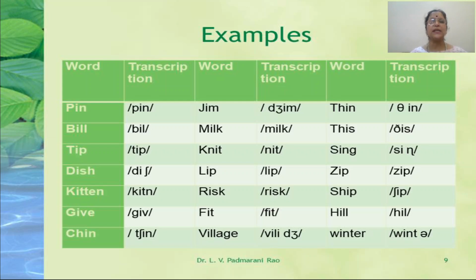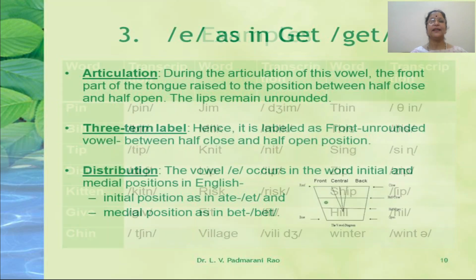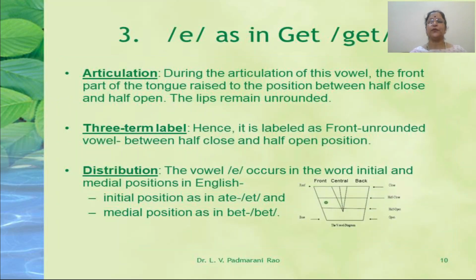W-I-N-T-E-R, winter. Practice it again and pronounce it. The third sound that we have in the front vowels is e. Letter-wise it is called as E, but sound-wise it is called as e, as in G-E-T, get.